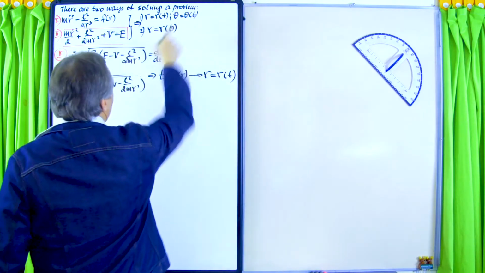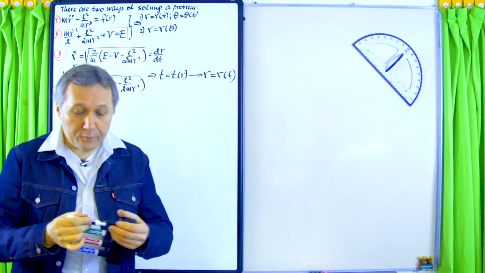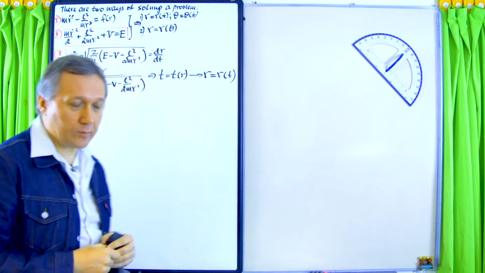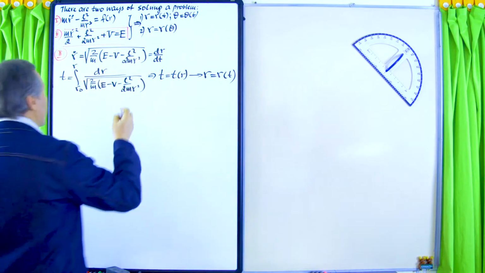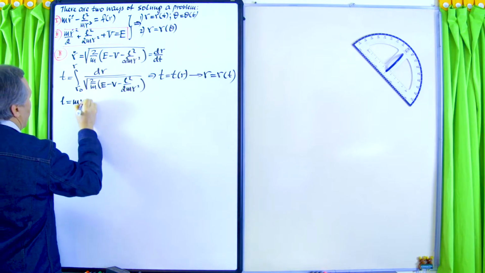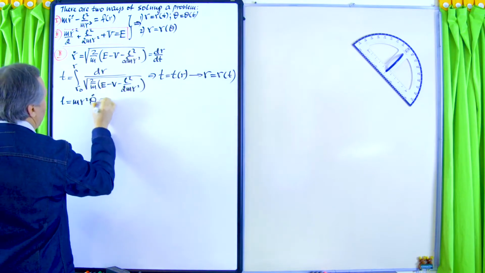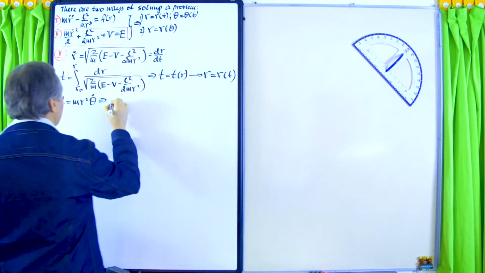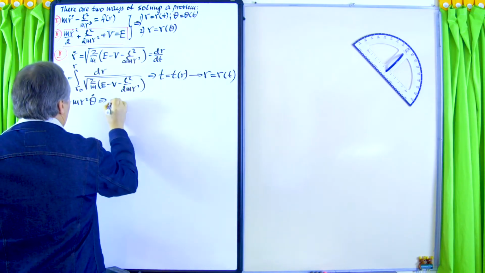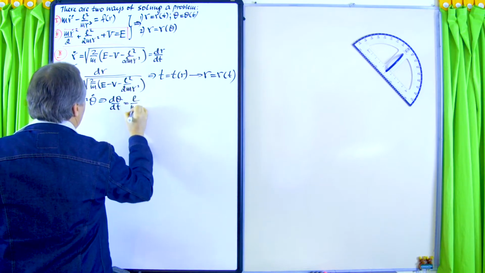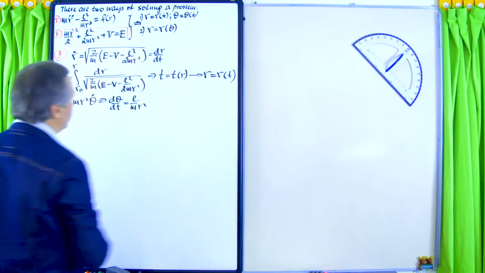How can we get theta? From the conservation of angular momentum, which we got from the theta equation. You remember the Lagrange equation for theta. We got L equals m r squared theta dot. From here, we can get what we need: d theta over dt is L over m r squared.